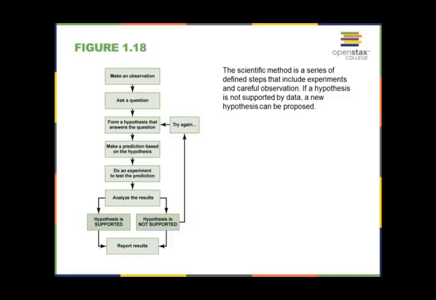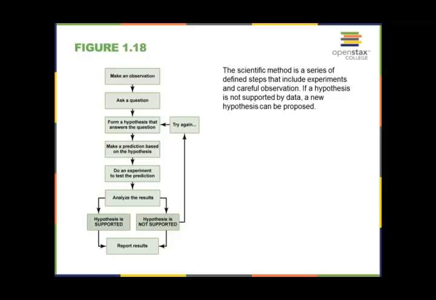So this is just kind of a graphic overview of the steps that we go through in the scientific method. First, you're going to be making observations, and then you will ask a question. Most of the time, this is going to lead to making more observations, and finally forming a hypothesis that will answer that question. At that point is when you're going to make predictions based on the hypothesis, do a test, and then analyze the results.